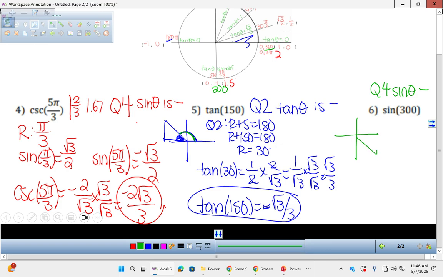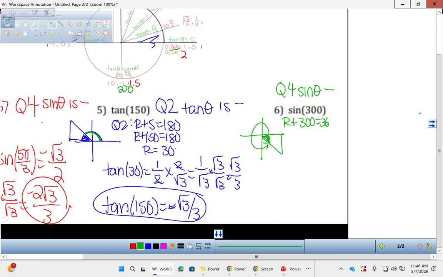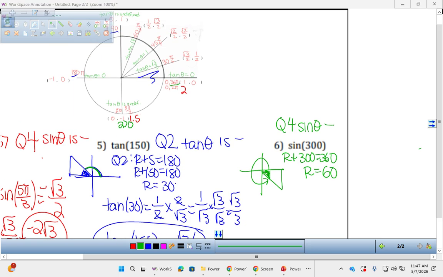So you can draw a picture where this is what I'm trying to figure out, and this is 300. So together, what I'm trying to figure out plus what I know equals a full circle. And so if I subtract 300 from both sides, I get that my reference angle is 60 degrees. So I want to refer to the 60-degree angle when I do this one.